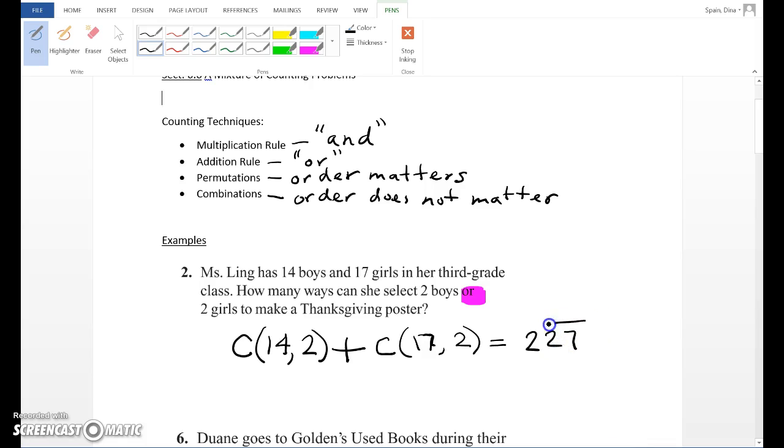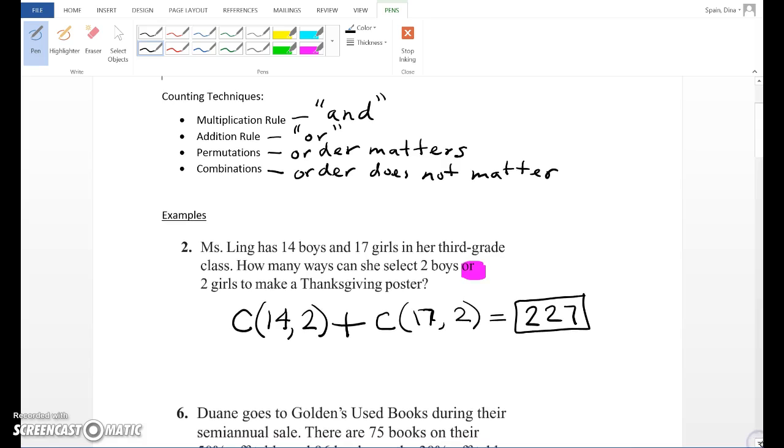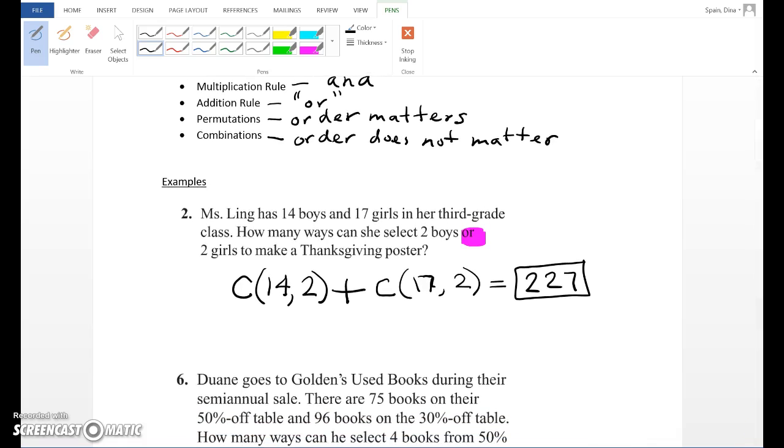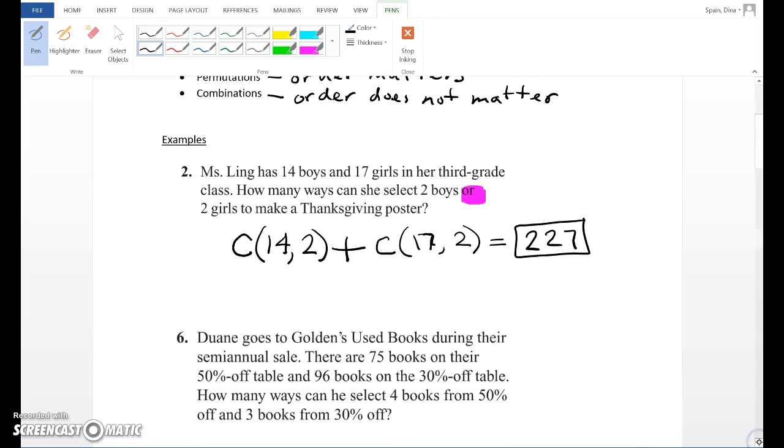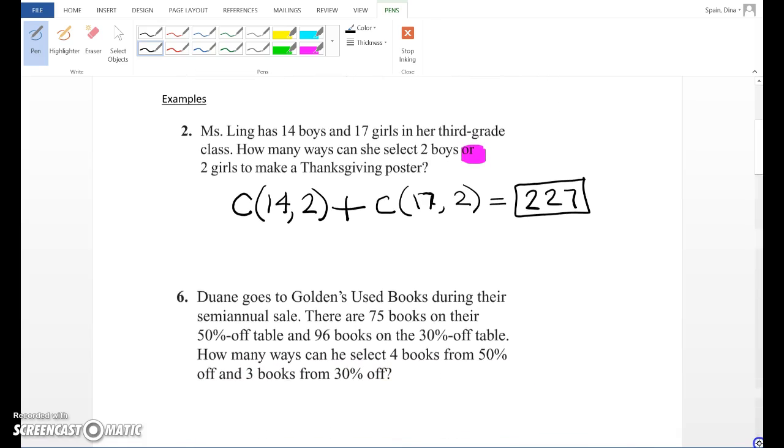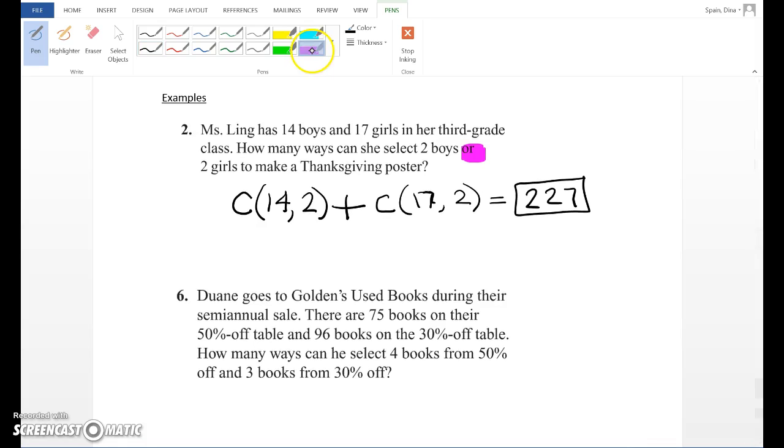Alright, so for that one here, we had to use the addition principle, and then we were adding two combinations together. Because it didn't matter, the two boys, it didn't say what they were going to do. The two girls didn't say what they were going to do. They're just working together to make a poster. That's why we use combinations. Okay, let me also highlight this because the "or" coincided with this addition there.